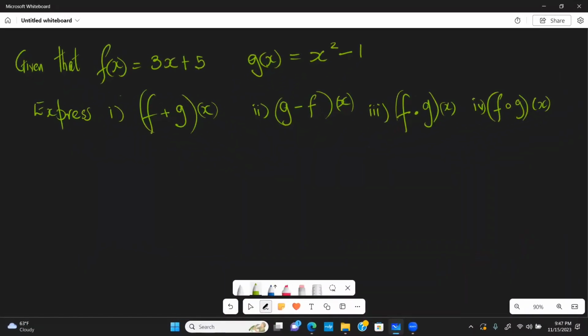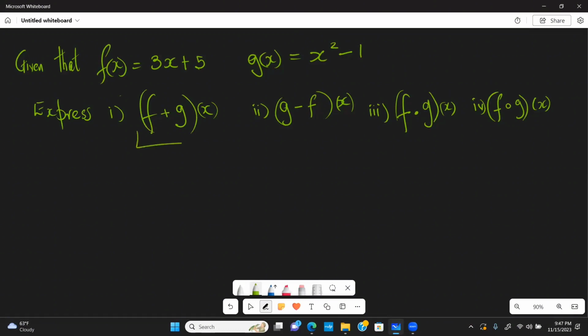In this video tutorial, what we want to do is express these ideas. So let us read the question. It says, given that f of x is equal to 3x plus 5 and g of x is equal to x squared minus 1, express f plus g of x.